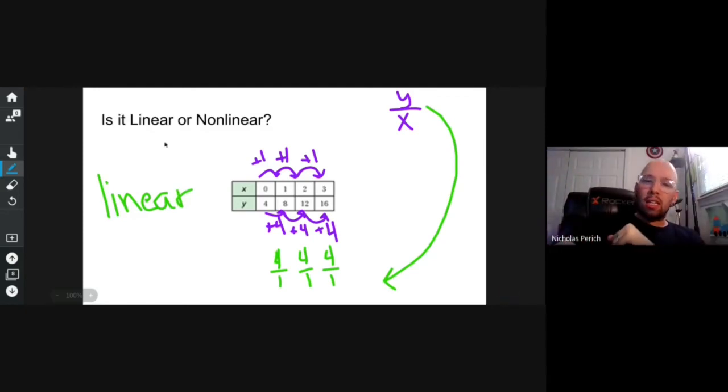These are easy. If this is just the same number every time, and that's just the same number every time, I could stop right there and say linear. But I like to go the extra step and say, I'd rather be safe than sorry and do y over x, and y over x means 4 over 1 and 4 over 1 and 4 over 1 again.